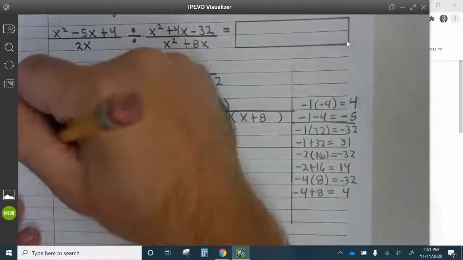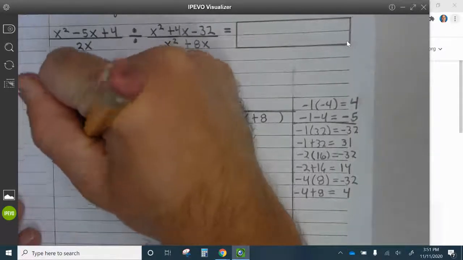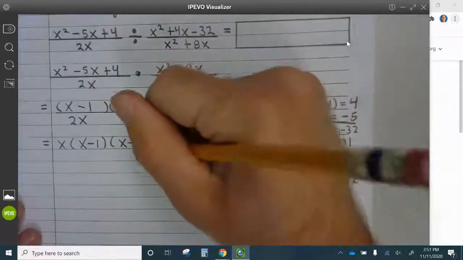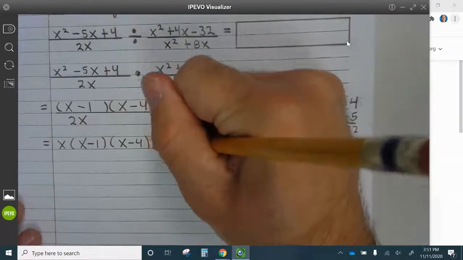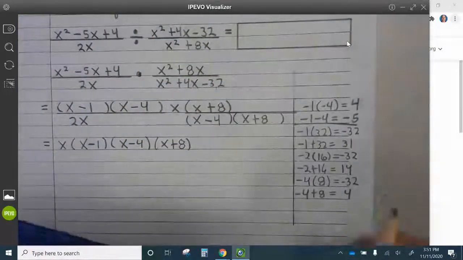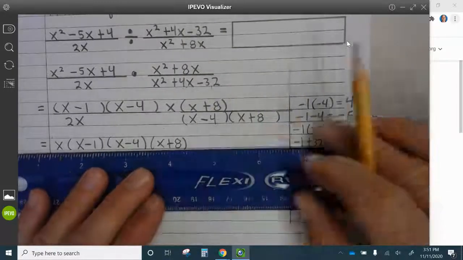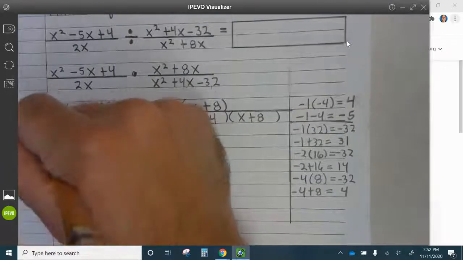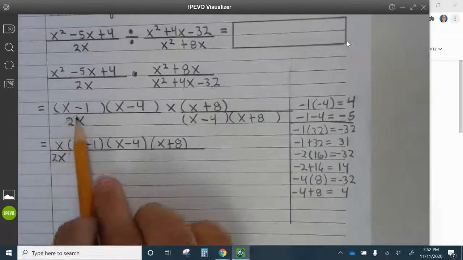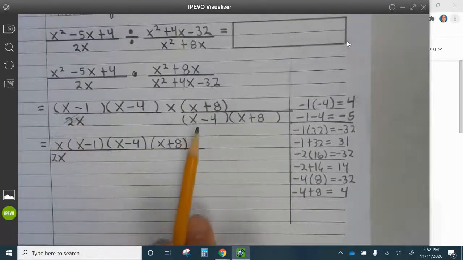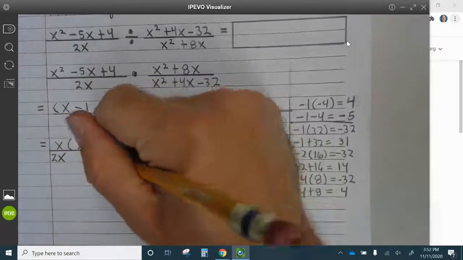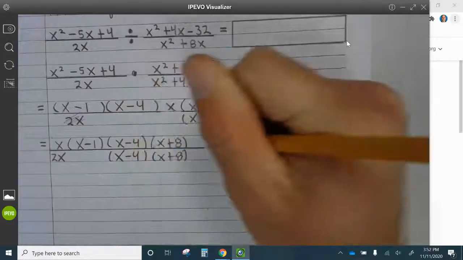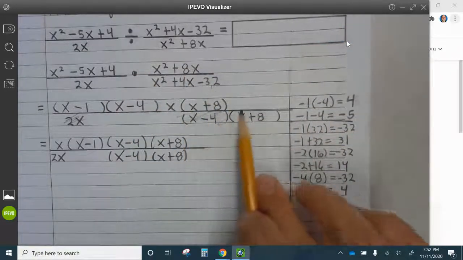I'm going to go ahead and put the x in front. And then x minus 1 times x minus 4 times x plus 8. The numerator rearranging doesn't really matter as long as you put the x in front. Okay. Now, let's go ahead and put the 2x here. So we're done with that. Do you have any x minus 1s? No. Do we have an x minus 4 and x plus 8? Yes. X minus 4, x plus 8. So we're done with these.